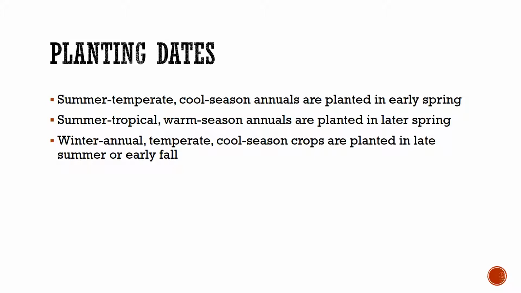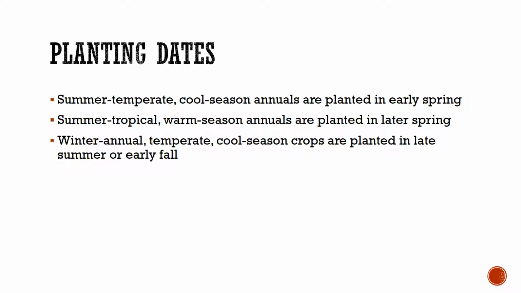So planting dates, here are some planting dates. Summer temperate, cool season annuals, we plant early in the spring. Summer tropical, warm season plants, we plant later in the spring. And then winter annuals, we will plant in the summer or early fall. So an example of a winter annual would be winter wheat.